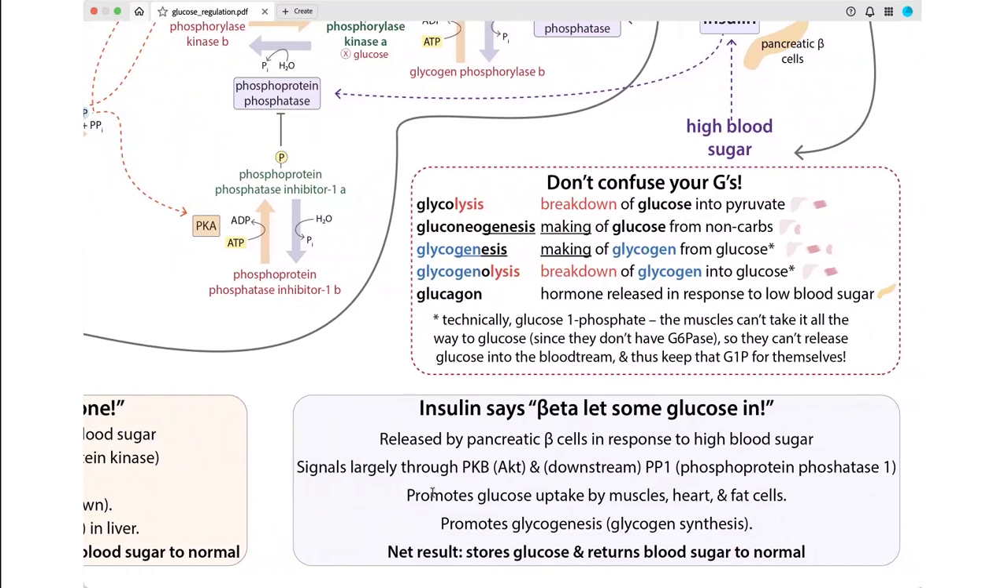One of the ways that insulin acts is by promoting glucose uptake by muscles, heart, and fat cells. As I'll get into in a minute, it actually makes it so that they have these hormone-sensitive transporters that'll actually go to the surface of the cell and let more glucose in when they get that insulin signal. It's also going to promote glycogenesis, so the glycogen synthesis, because, well, if you've got a lot of glucose and you take in that glucose, you want to store the glucose.